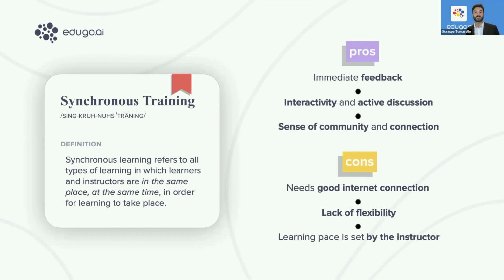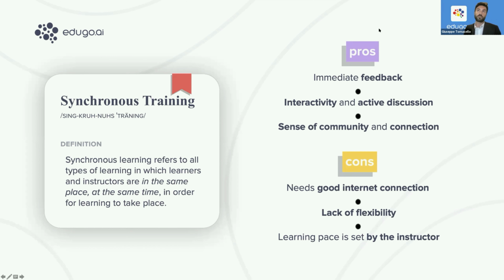Everyone is talking about synchronous and asynchronous, but I'll just give a quick definition for those of you who never heard about this. Synchronous learning refers to all types of learning in which the learner and the instructor are in the same place at the same time in order for the learning to take place. And the same place can also be a Zoom call, right? It doesn't necessarily have to be offline, it can also be online, but basically the teacher and the students are communicating in real time. So there is a real-time connection.